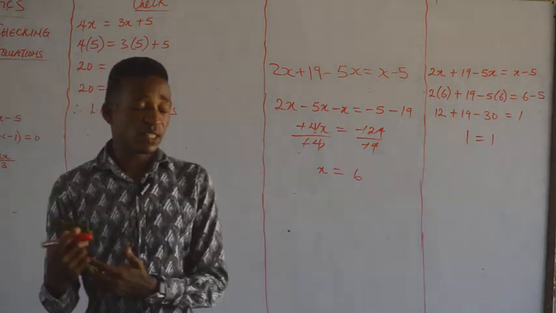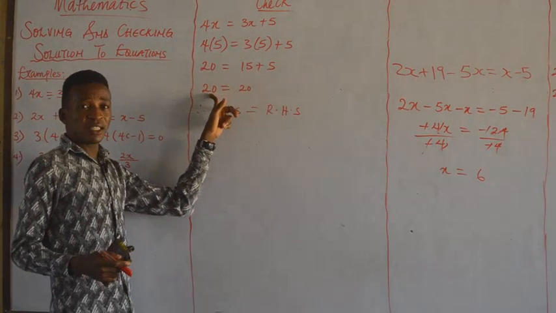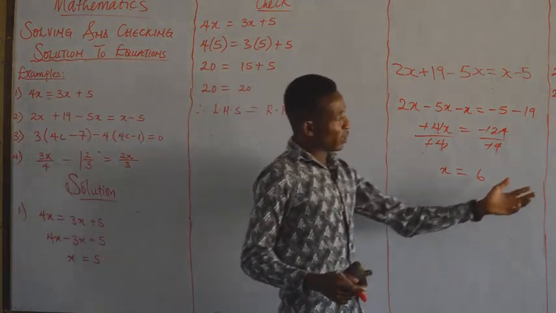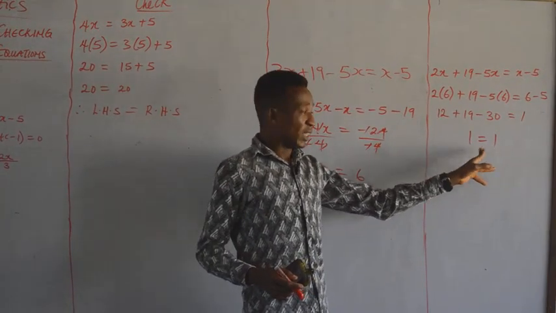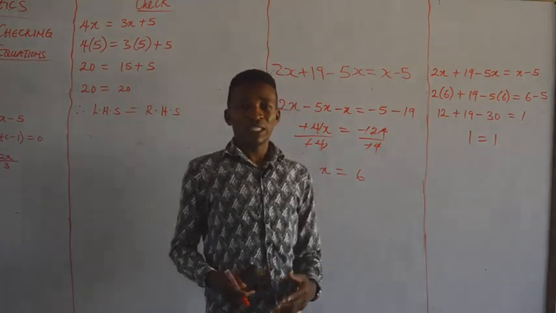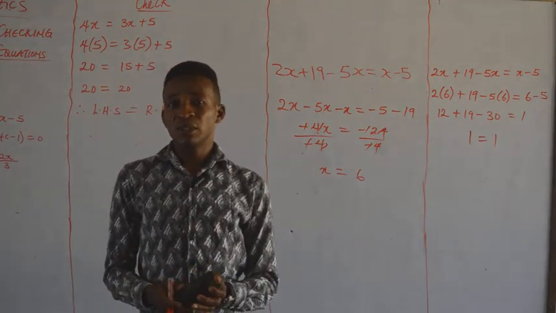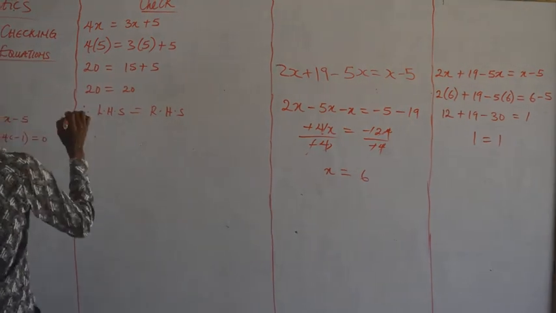Just like the way we did the first one, when we solved the first one here, after checking, our left hand side was 20, the right hand side was 20. Now coming to the second question here, our LHS is 1 and the RHS is also 1. That means whenever you finish checking, your LHS and RHS must be the same. So let me write inside my notes and say how we attempt the third question.